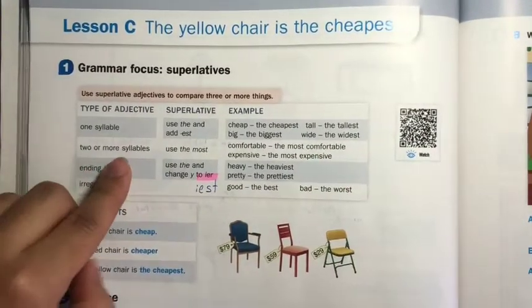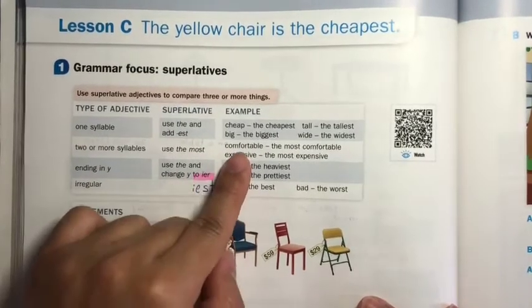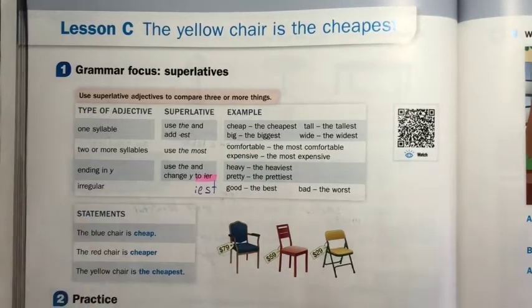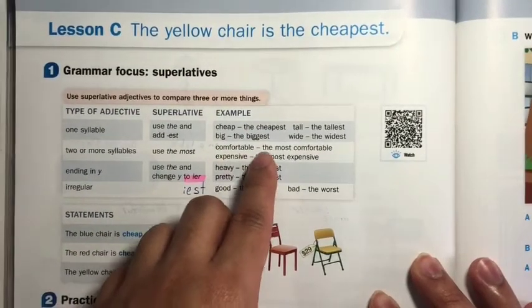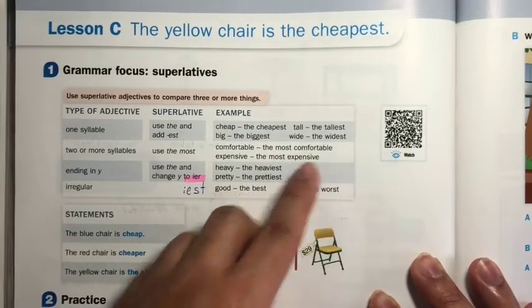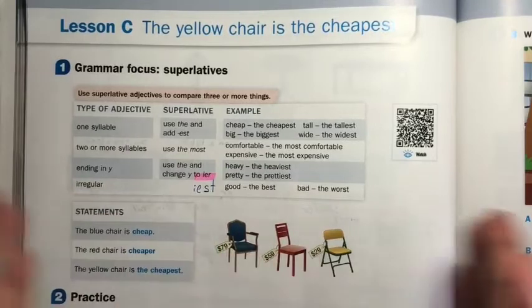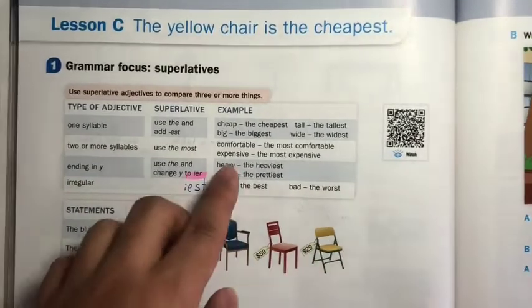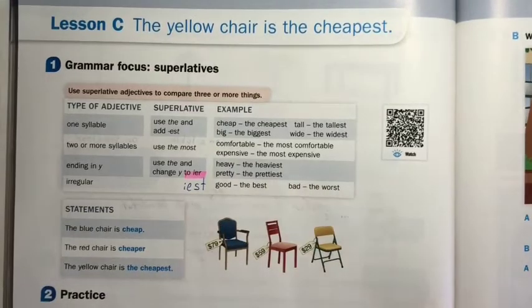If it's 2 or more syllables, we say the most. So comfortable has 3 syllables, so we use the most comfortable. Expensive. How many syllables is expensive? Expensive has 3 syllables, so we say the most expensive.